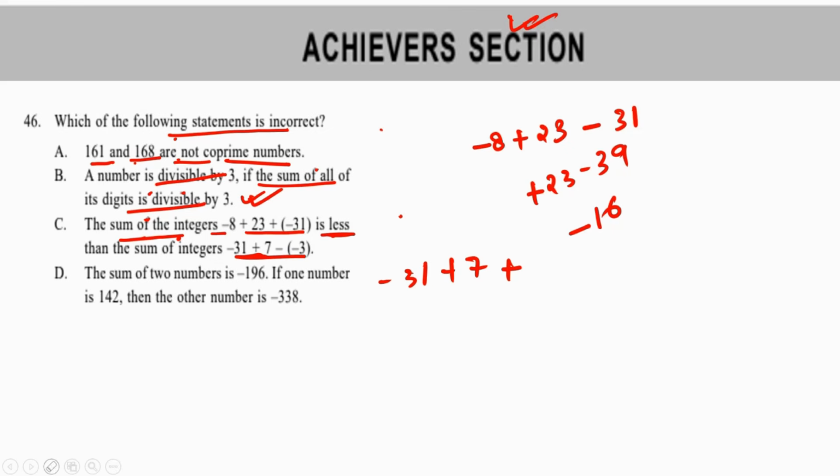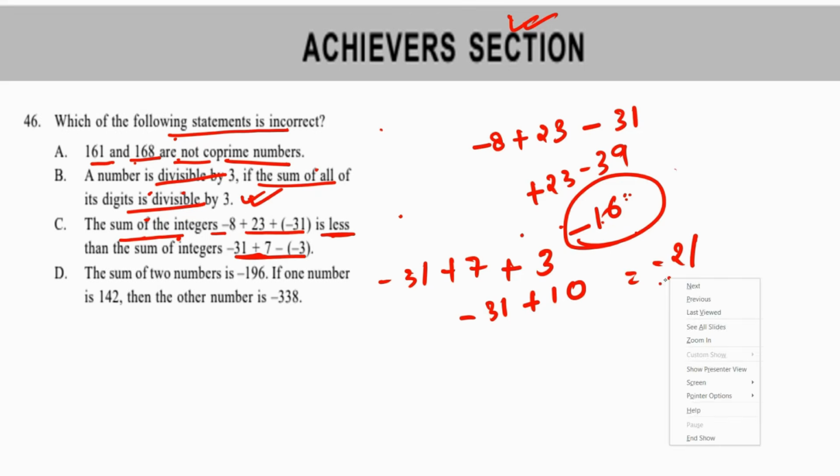Minus plus 3 it is. So if we solve this, it's basically minus 31 plus 7 plus 3. So it's minus 31 plus 10, or minus 21. Now, is the above one less? Minus 16 is not lesser than minus 21. It's rather greater than minus 21. When it comes to negative numbers, the smaller the number, the greater is its value. So this is incorrect. So option C is the answer.